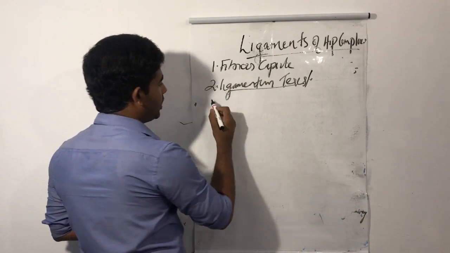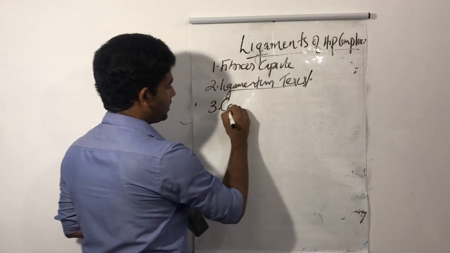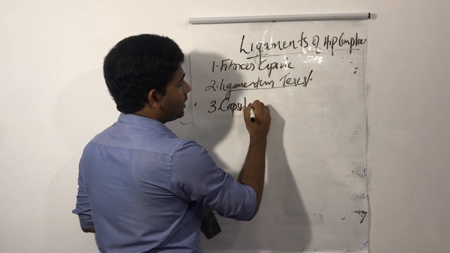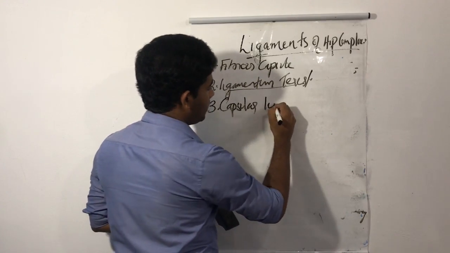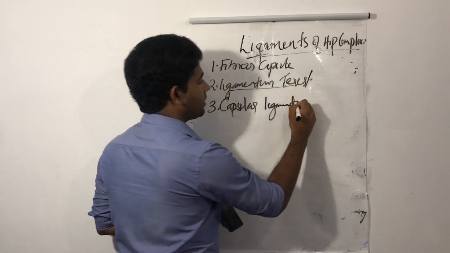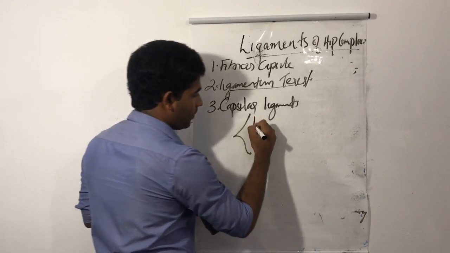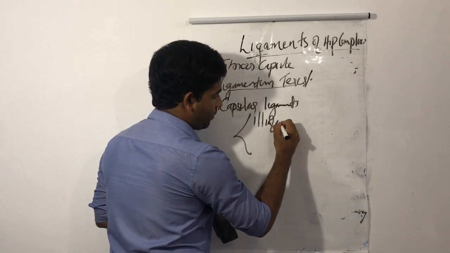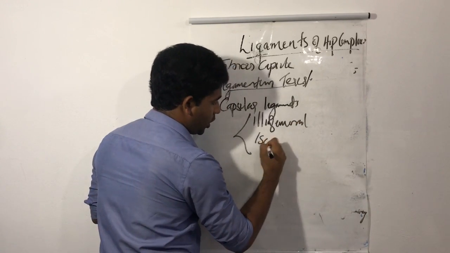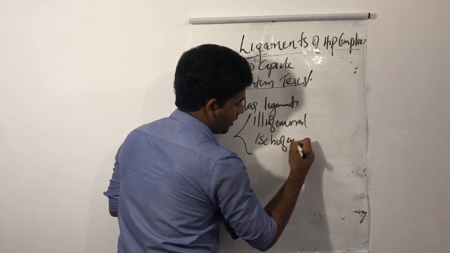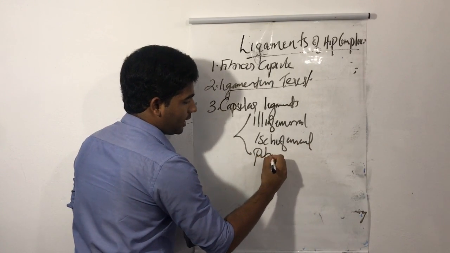Clear? And the third ligament is the capsular ligaments. Just before discussing the ligamentum teres, we saw capsular ligaments. There are three capsular ligaments. The first one is the Iliofemoral ligament. Don't worry, I will tell you in an easy manner. The second is the Ischiofemoral ligament. And the third one is the Pubofemoral ligament.